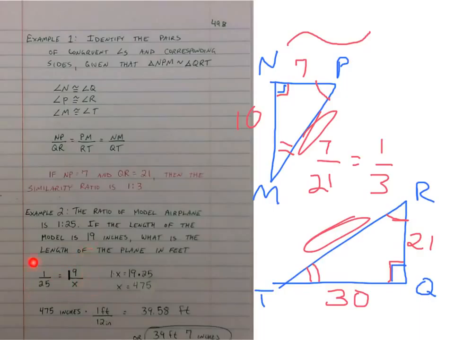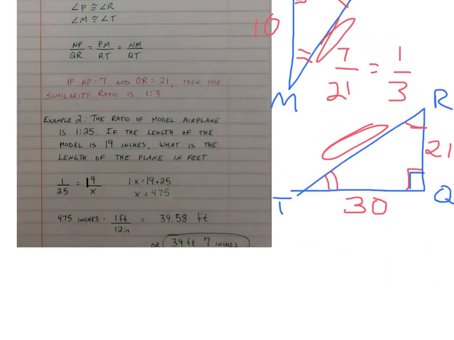And we can use our cross products property to say 1 times x is equal to 25 times 19. So x is 475 inches. And we can do a unit conversion on the 475 inches quite simply by multiplying 475 inches by 1 foot per 12 inches. Our inches unit cancels, and we get 475 divided by 12 is 39.58 feet. The extra ambitious student could then convert that into 39 feet and 7 inches.